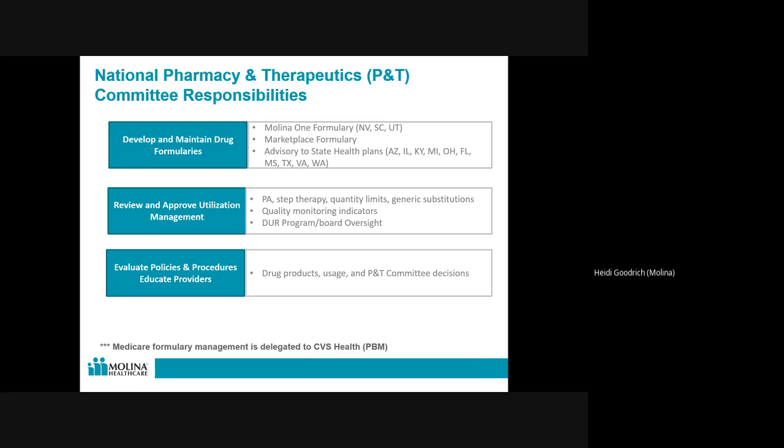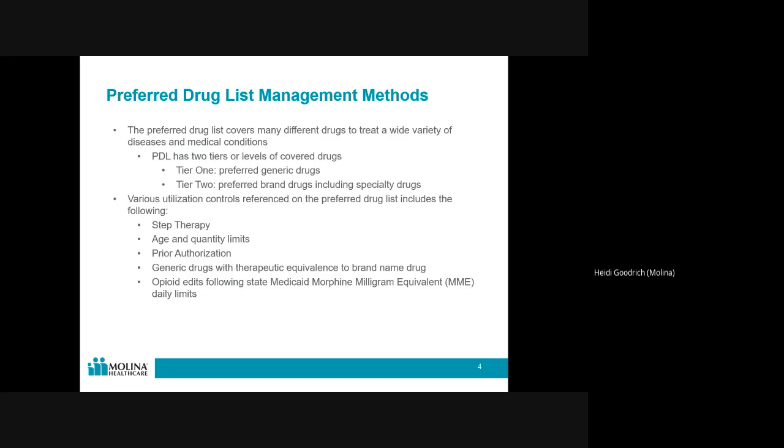Next slide, please. Our preferred drug list covers many different drugs that treat a variety of diseases and medical conditions. We have two tiers, tier one being our preferred generics and tier two being our preferred brands. Any drugs that are not on our formulary can be requested for coverage through a prior authorization. Various utilization controls that we use that are also referenced on our formulary include step therapy, agent quantity limits, prior authorization, generic drugs that have therapeutic equivalents with a brand name drug, and then we also follow the Utah Medicaid MME limits. Next slide.